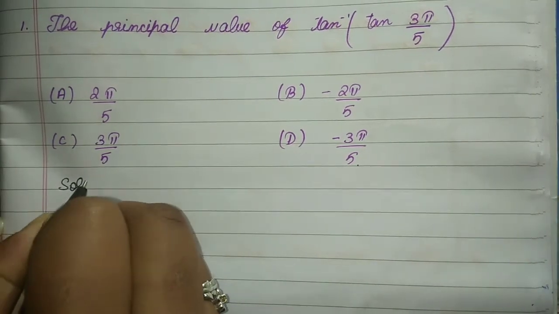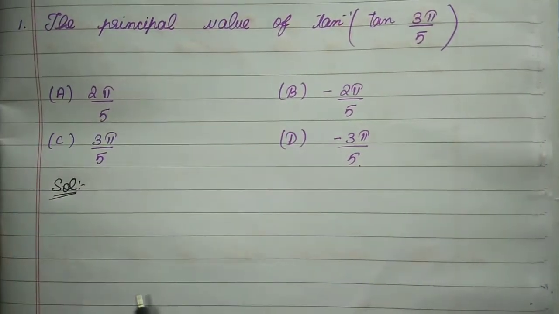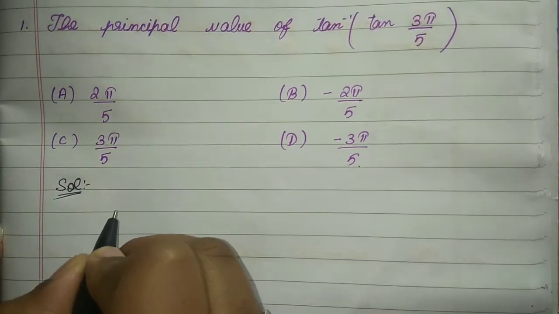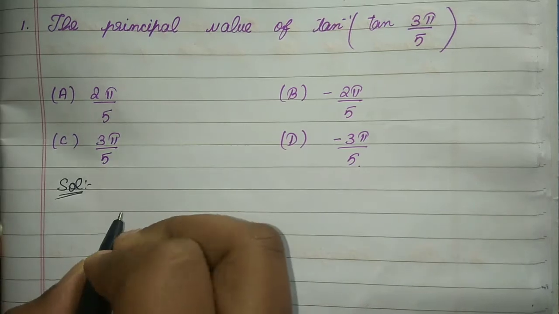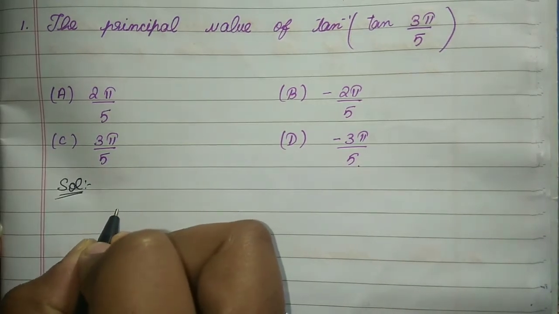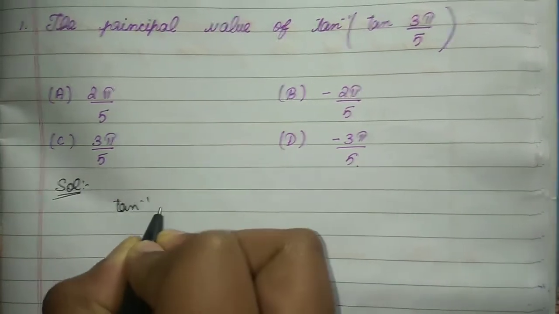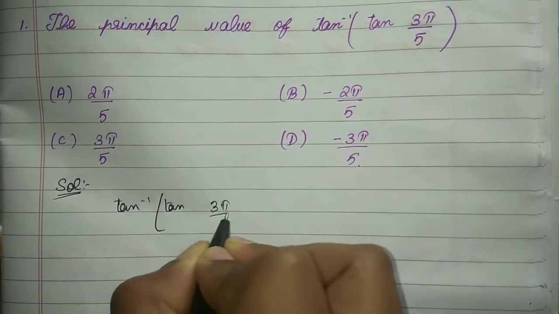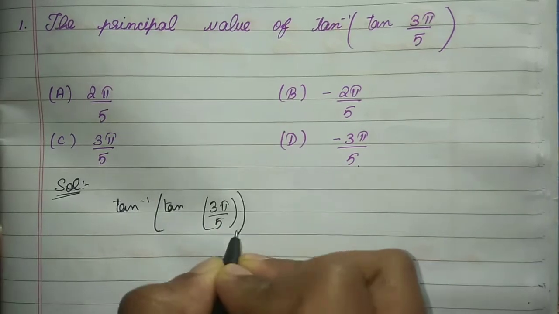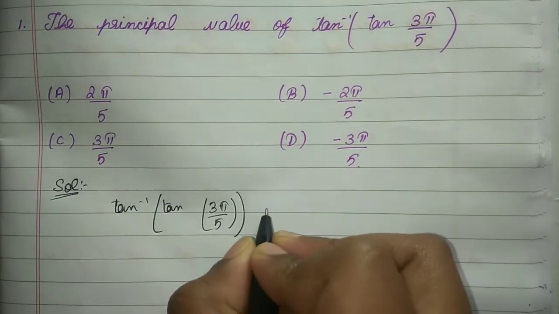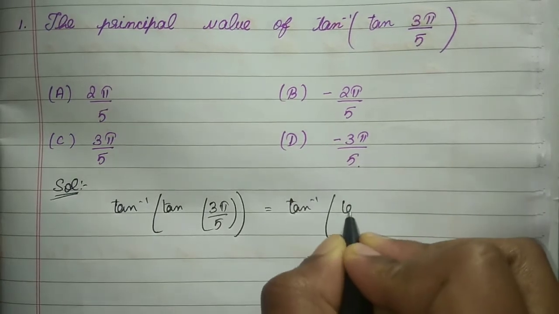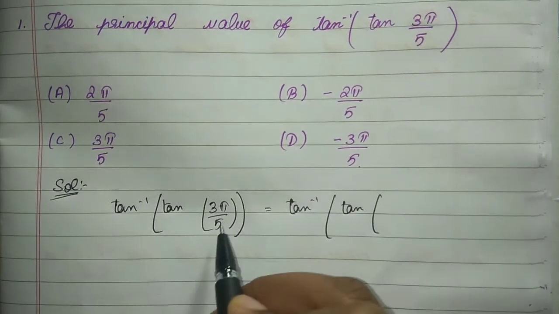We have already learned, and I have also taught you, these types of sums. How will we do it? We will be using the principal value table. First, let us write it as tan inverse of tan 3 pi by 5, as it is given in the question. The tan inverse of tan will stay as it is; the only thing we will be changing is the angle.